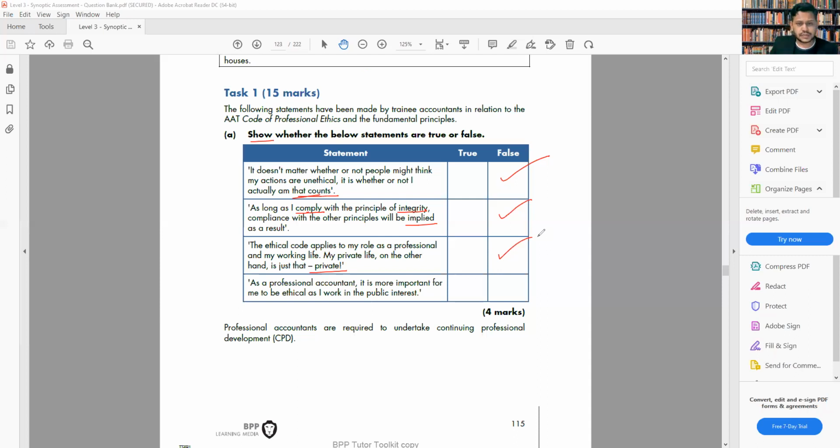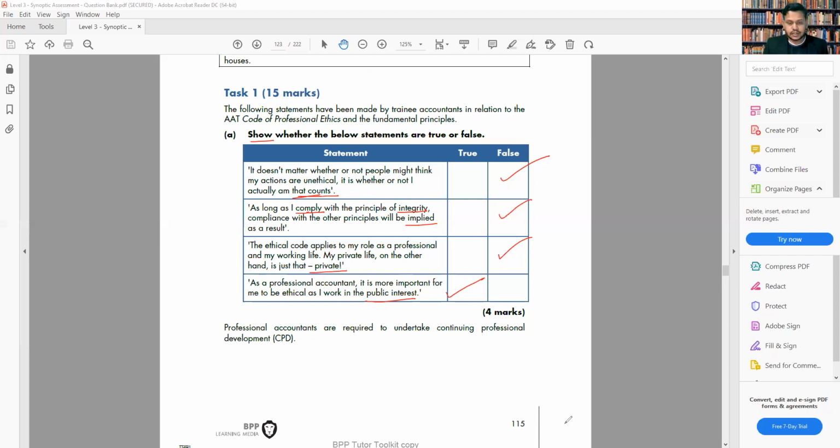The next one we have here: as a professional accountant, it is more important for me to be ethical as I work in the public interest. That's absolutely true, because it is more important for me to be ethical because I work for the public interest. This is absolutely true. That's it for our first question.